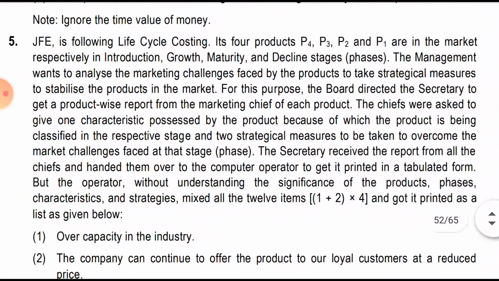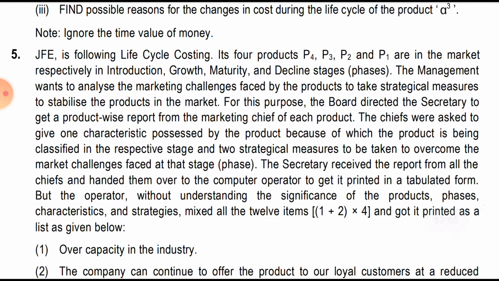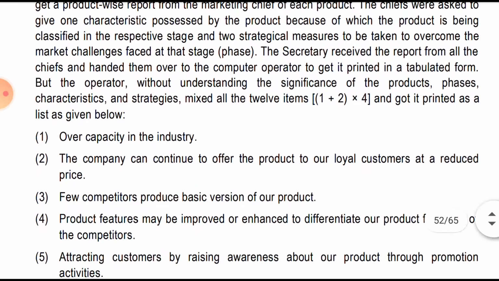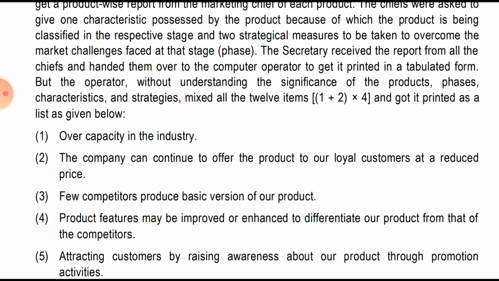Okay, this is the fifth question. The initial para is just introductory. We have to just assign whether it is a strategy or the characteristics first, and of which part of the entire life cycle, that is introduction, growth, maturity, or declining. So first we will read overcapacity in the industry.